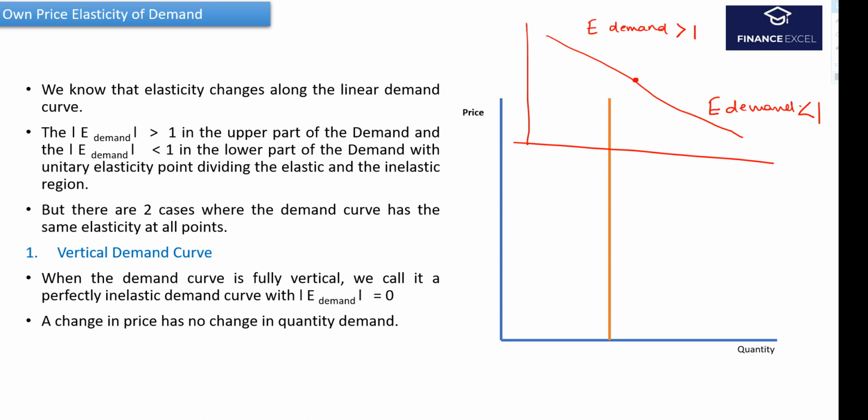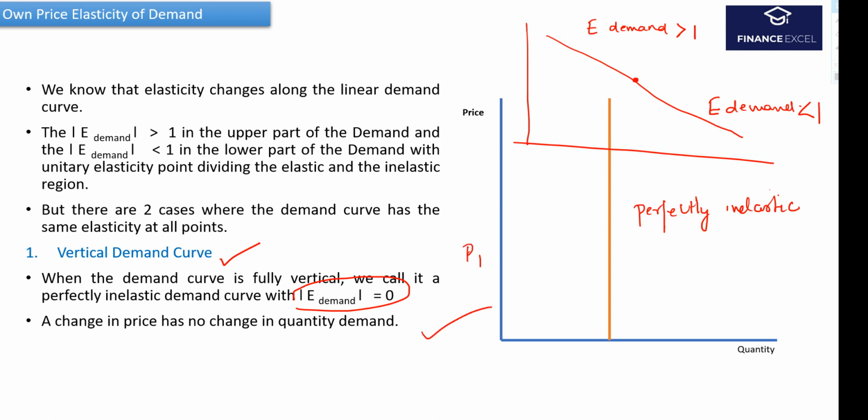But there are two cases where the demand curve has the same elasticity at all points. The first is the vertical demand curve, right? When the demand curve is vertical, as in this figure here, we can say that the demand curve is perfectly inelastic, with the absolute value of elasticity of demand being 0. So guys, what is happening here? A change in price has no change in quantity demanded. Quantity demanded is going to be the same irrespective of what the price is.